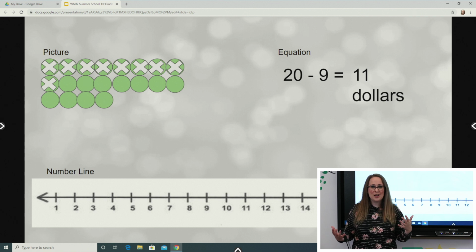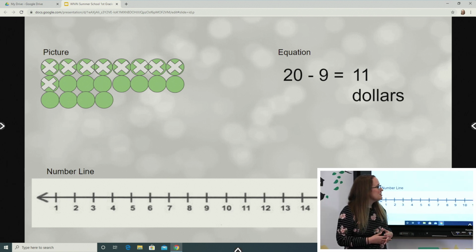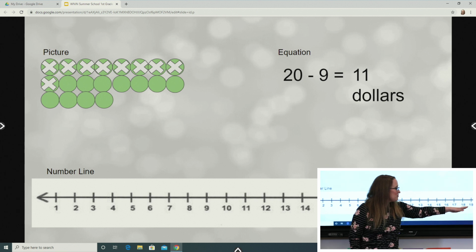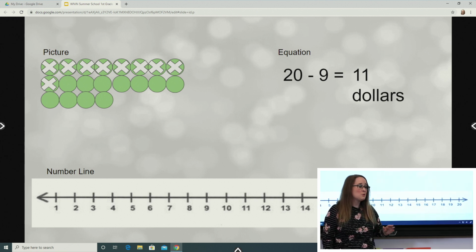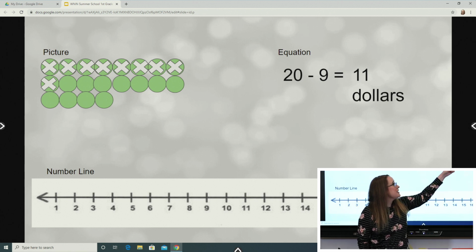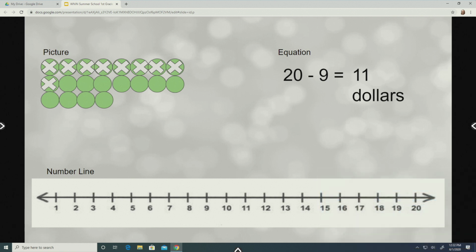Now let's try our number line strategy just to double check our work. Remember, any strategy works. It just depends on what you like the best and what works for you. We are going to start at the greater number 20 down here. And since we're subtracting, we're going to be going to the left of our number line. We're going to be making 9 jumps to the left. Left means less. So we start at 20, jump back 9, and end up at 11.